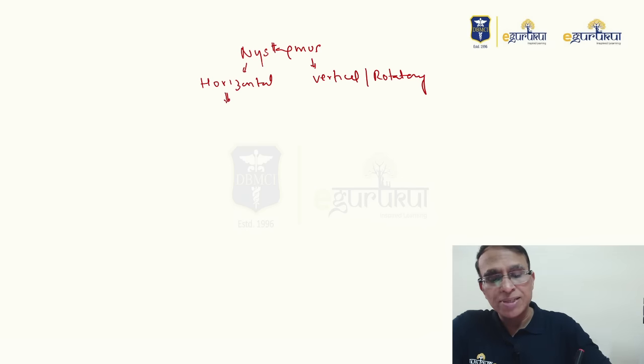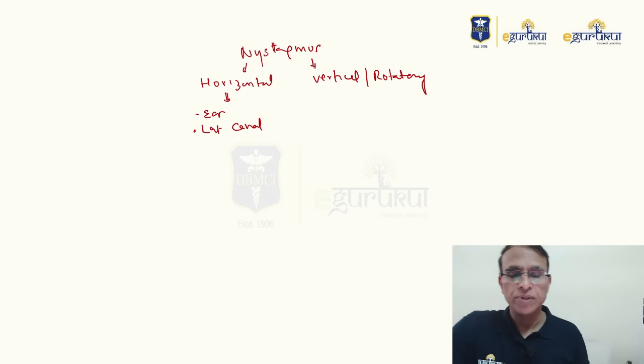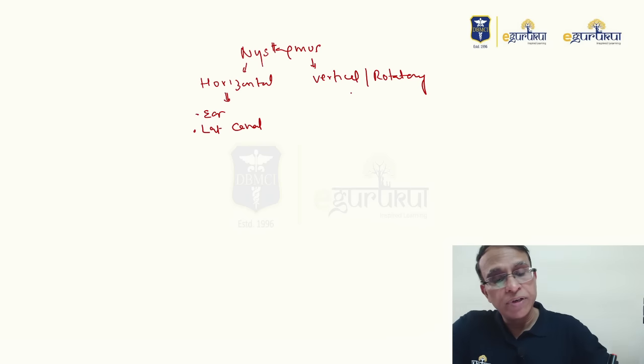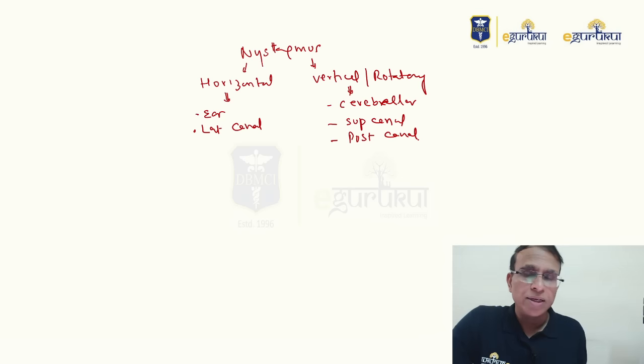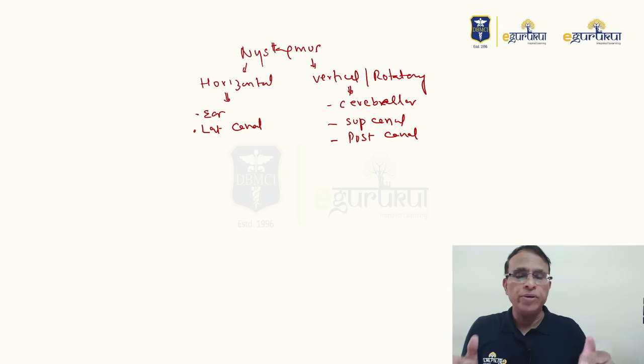Now, horizontal nystagmus suggests it is an ear problem, especially a lateral canal problem. Vertical and rotatory nystagmus may be a cerebral problem, or a superior canal or posterior canal problem, right? So this is one thing, and how to differentiate between peripheral nystagmus and central nystagmus is given in your app. So you can go and check that.